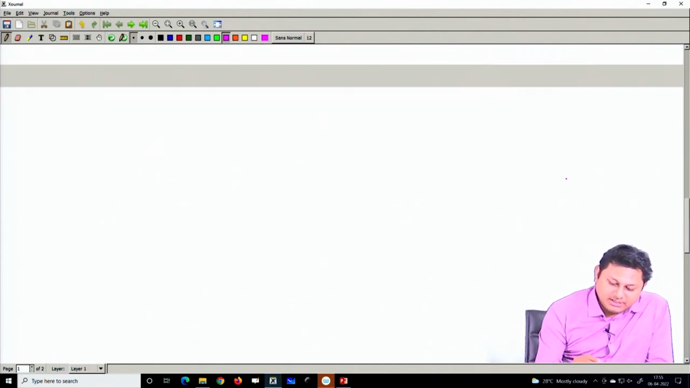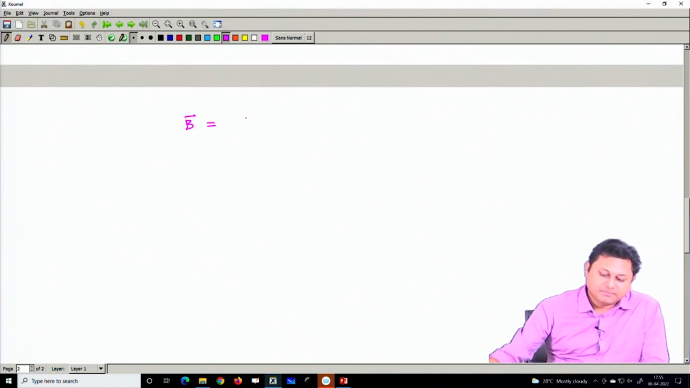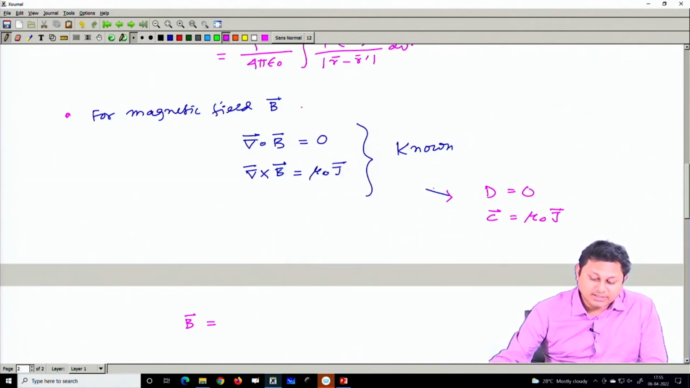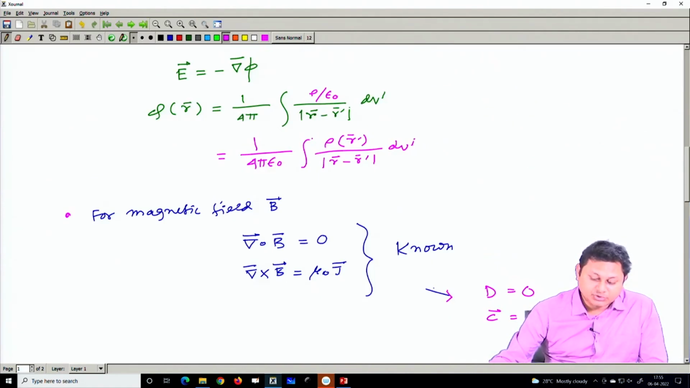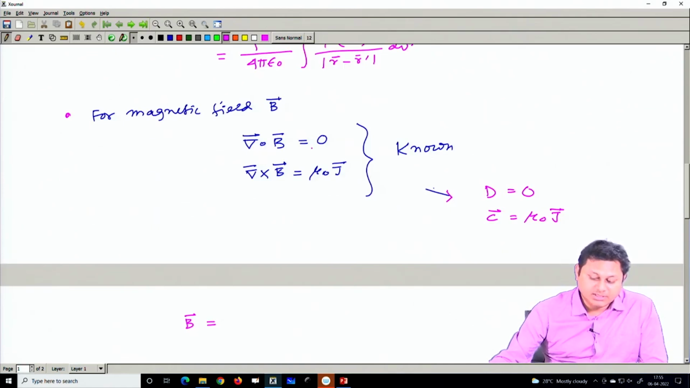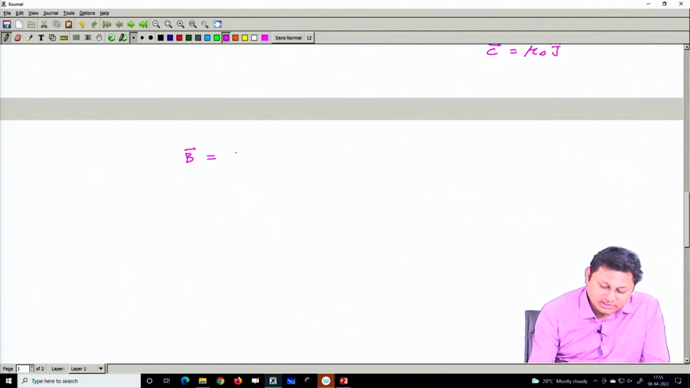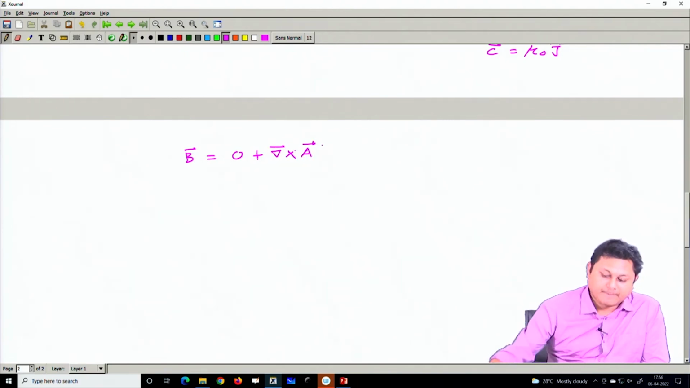So I can construct my B. How much should B be? There would be the gradient of any scalar field, but here the gradient portion will not be there because the divergence of B is 0. So I will have 0 here, but the curl is very much there. So the second part I should write is the curl of some value A.